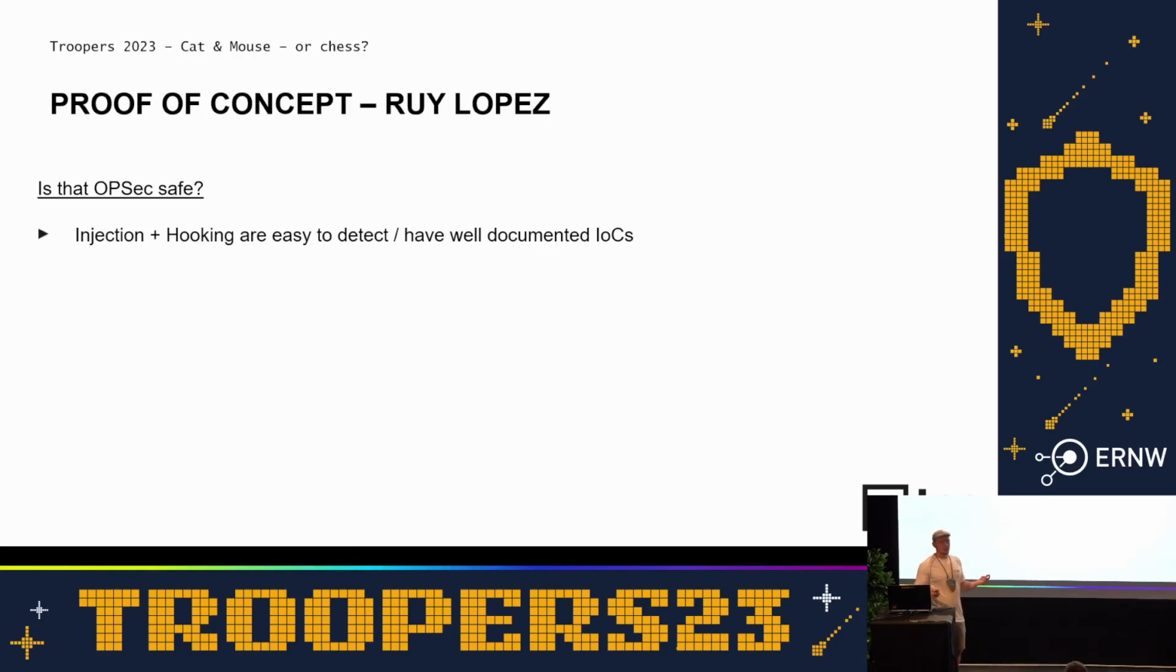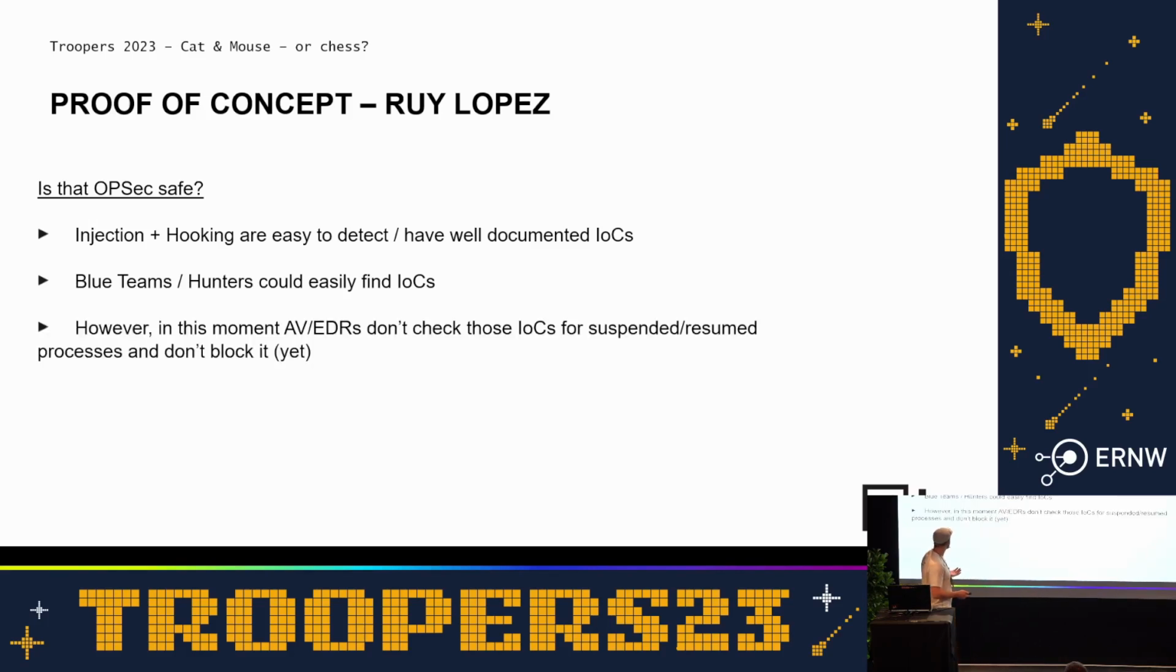Yeah, is that technique OPSEC safe in the very end? This is something you might be interested in. In the very end, we have to say injection and hooking are techniques that have well-documented IOCs on the one hand side, private committed memory, for example. Finding a hooked function is also easy if you analyze the memory of a process. And blue teams, or especially hunters, could easily find those IOCs and find out that this technique was used, because they are well documented and you will just find out about this stuff.